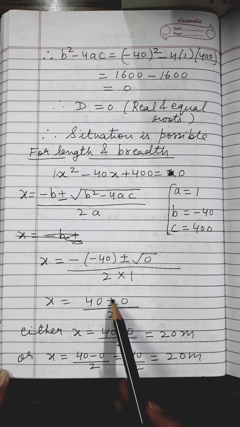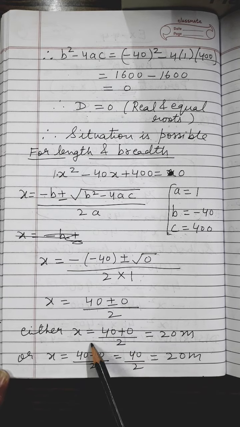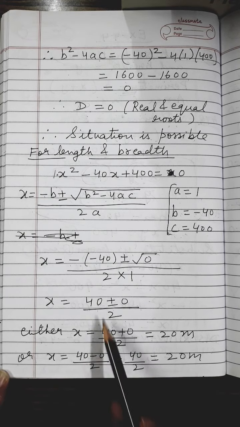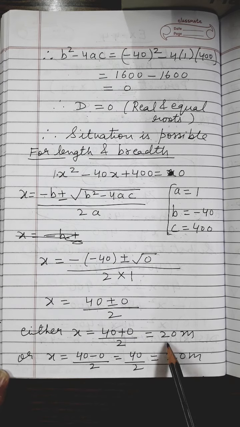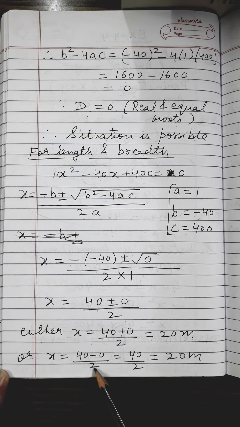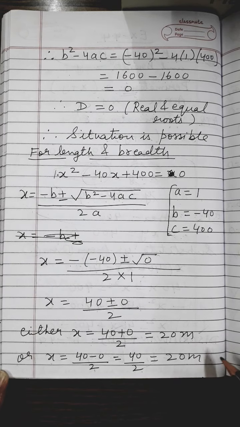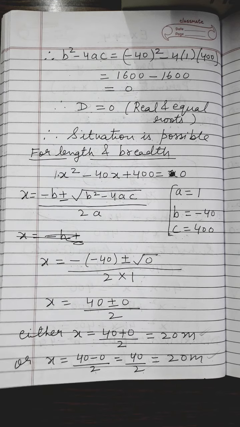Now consider the plus and minus signs separately. If I take the positive sign, x equals to 40 plus 0 upon 2. Cancel it. 40 upon 2 gives you 20 meter. If I take the negative sign, x equals to 40 minus 0 upon 2, which becomes 40 upon 2. Cancel it, you will get 20 meter. So you have obtained two answers, first answer 20 meter, second also 20 meter. So this is the value of x.